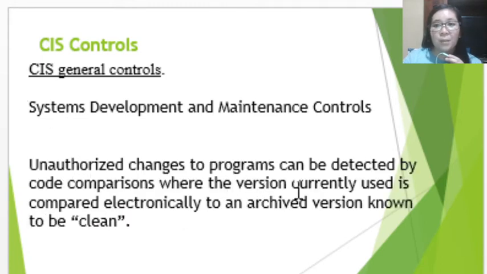Unauthorized changes to programs can be detected by code comparisons, where the version currently used is compared electronically to an archived version known to be clean. So this is how the entity makes sure that there are no unauthorized changes, or if there are any unauthorized changes, they can be detected. Okay, so those are for the systems and development maintenance controls.